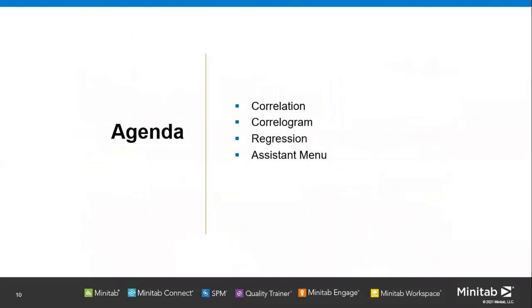Okay, so our agenda today is about the correlation, and then we go for the correlogram. Correlogram is the new update for Minitab 20.2. If you are using Minitab 20, I encourage you to update, and then you can get to know more about the correlogram. And after we know the correlation between each variable, we can go for the regression. After that, I will show how to run the regression using the Assistant menu button.